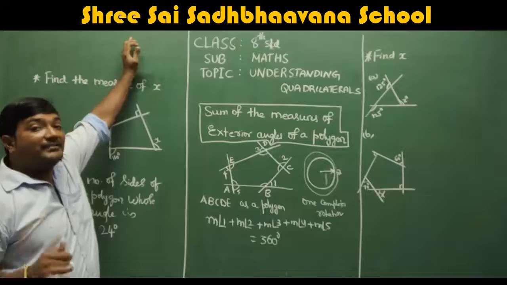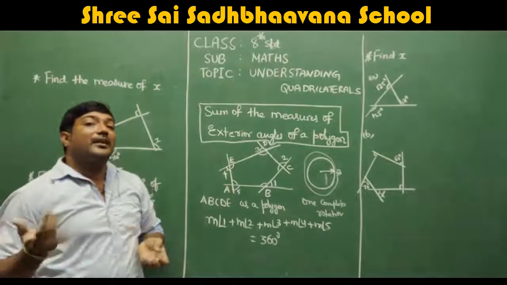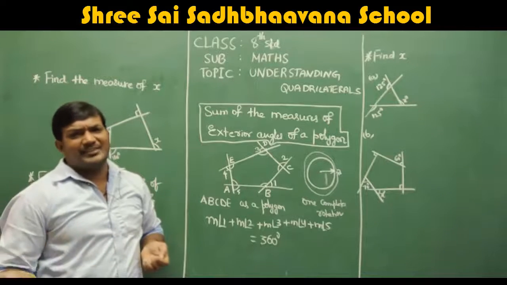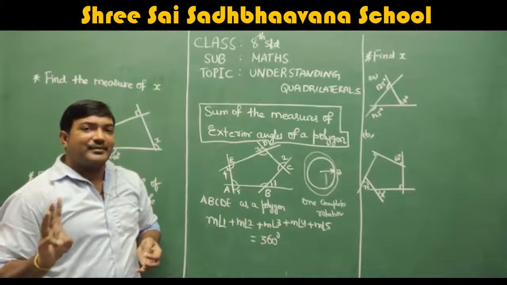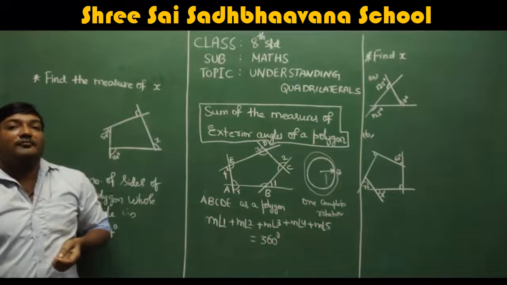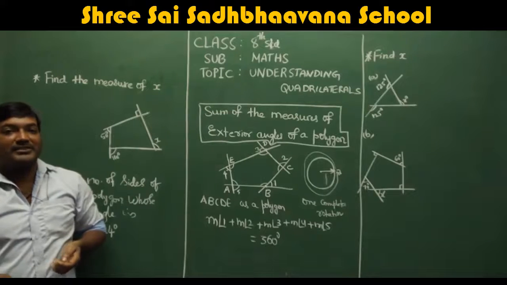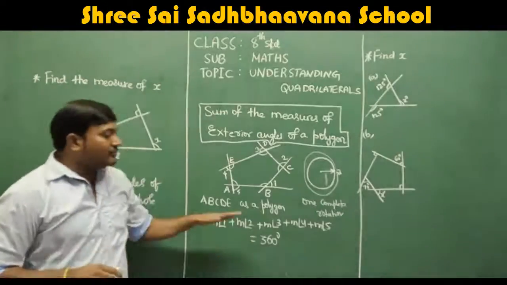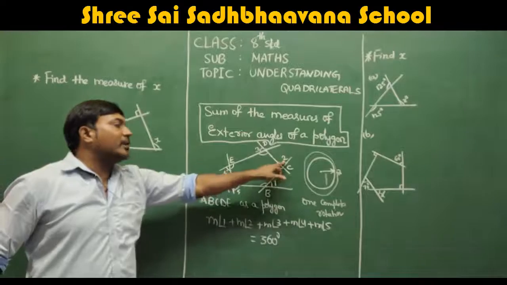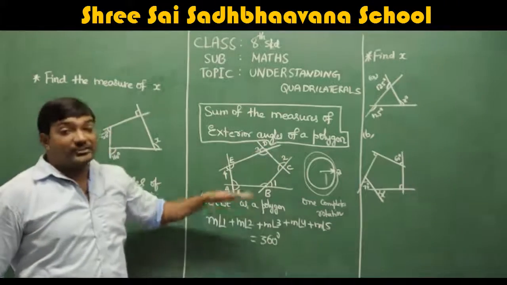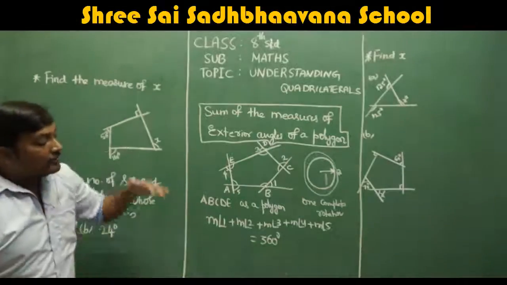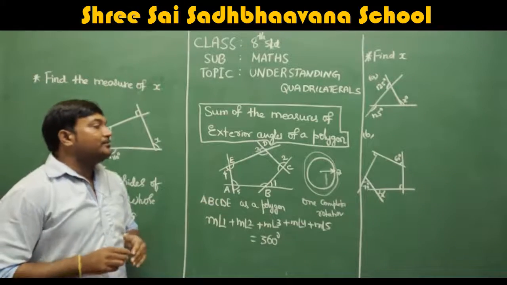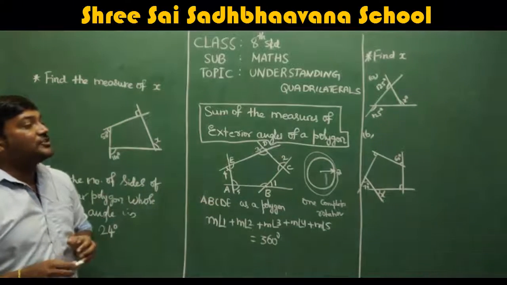Similarly, you know the sum of the angles of a triangle is 180 degrees. It may be 90 plus 60 plus 30, anything. There is no rule that you should get 60, 60, 60. One may be 60, one may be 30, one may be another value, but the total sum should be 180. Here also it is like that: angle 1 plus angle 2 plus angle 3 plus angle 4 plus angle 5. However, each angle may be any value, as a total you should get 360. That is the sum of the measures of exterior angles of a polygon.